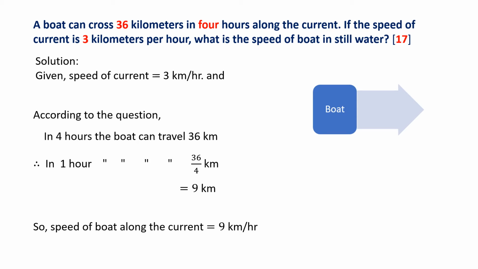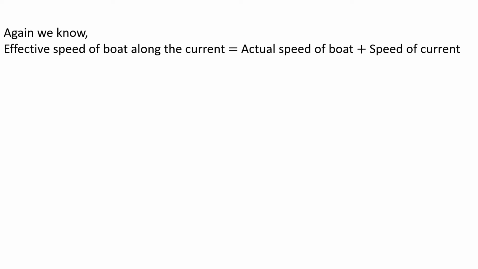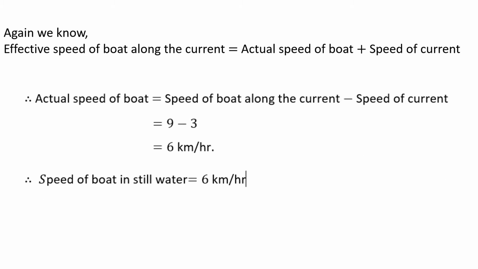So in this problem, the speed of the boat and the speed of the current are in the same direction. That is why we need to add those two. The actual speed of the boat plus the speed of the current, if I add those up, then the effective speed of the boat will be obtained. So the speed of the current is given, and the effective speed of the boat is also given, and it is 9, right? So the actual speed of the boat is the effective speed of the boat along the current minus the speed of the current. The effective speed of the boat along the current is 9 and the speed of the current is 3. So that is why the speed of the boat in still water is 6 kilometers per hour.